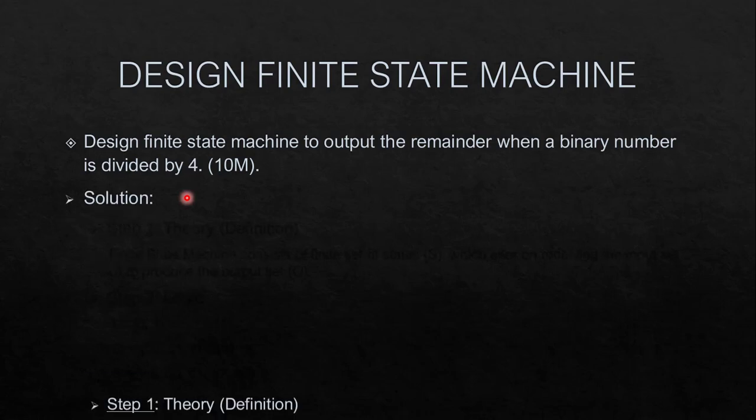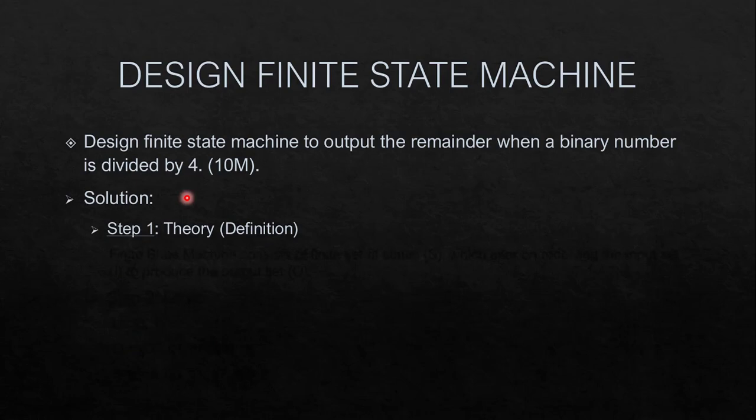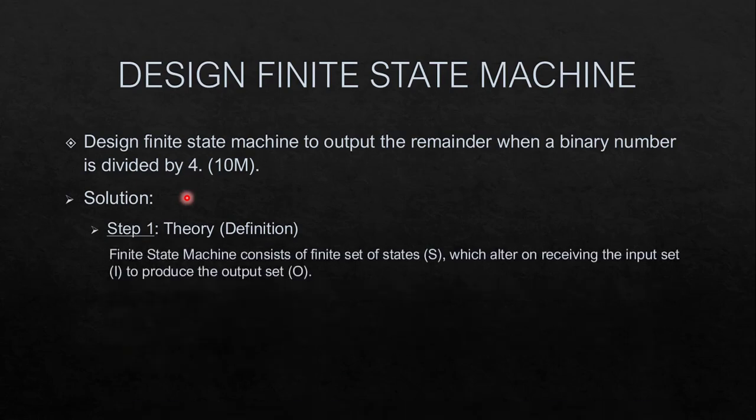So in the solution, we have step number 1 as theory, that is, the definition. Since this is our concluding session on finite state machine, we will just quickly go through the definition that says a finite state machine consists of a finite set of states S which alter on receiving the input set I to produce the output set O. Step number 2 is logic.